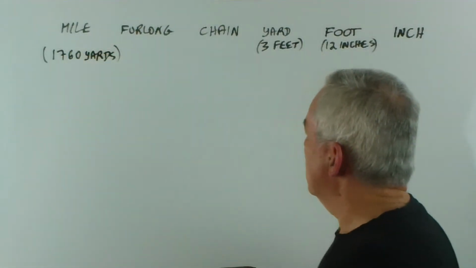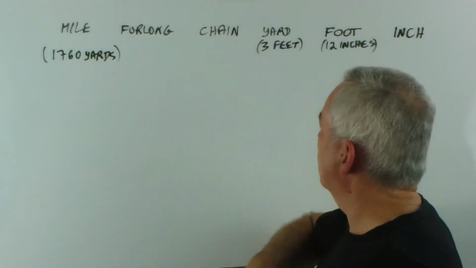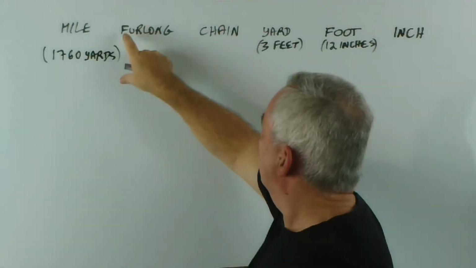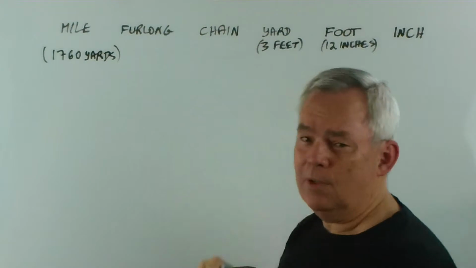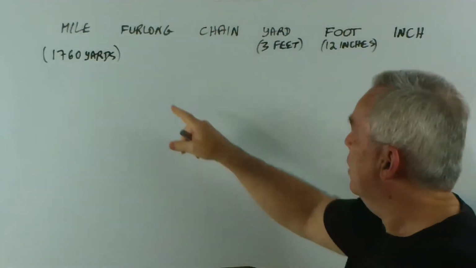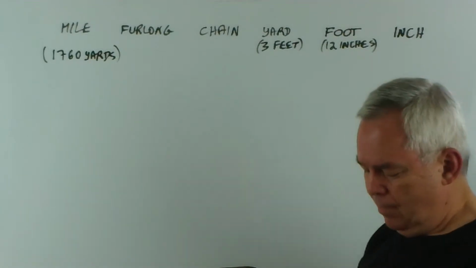Why did it get fixed at this? Well, we have to understand what happened with the furlong and the chain. The furlong is a measurement that comes from farming, and from Anglo-Saxon farming. It literally meant a furrow long.